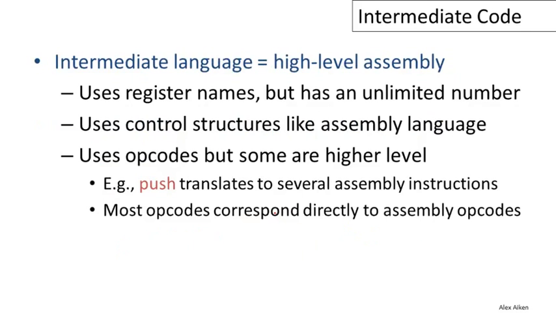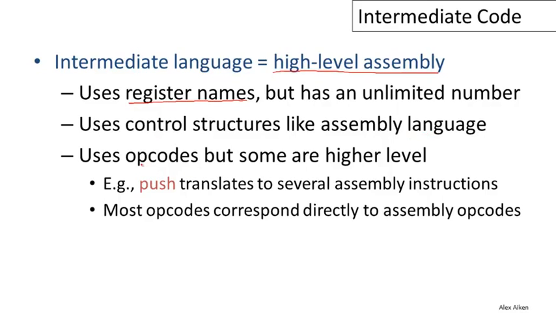The kind of intermediate language we're going to look at is a high-level assembly. As I suggested on the previous slide, this language is going to use register names, but it will have an unlimited number, so we can use any number of registers that we like. We're not bound to 32 or 64 registers. The control structures will look a lot like assembly language. In particular, there will be explicit jumps and labels on instructions.